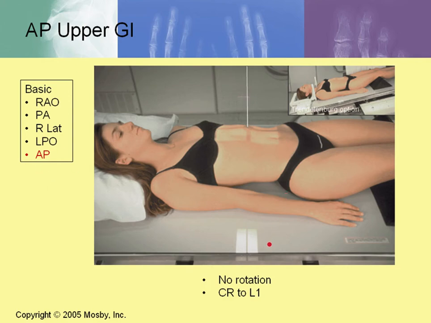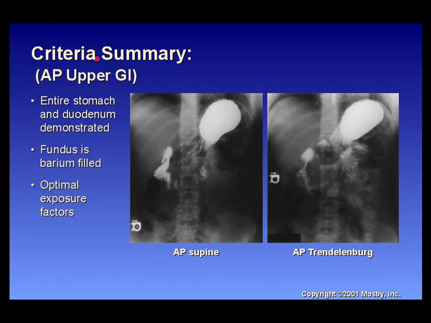Upper GI AP, no rotation, central ray to L1. They may tilt the table in a Trendelenburg position, just depending on what the radiologist is looking for and what the radiologist wants to see. So criteria summary: AP upper GI, the entire stomach and duodenum is demonstrated. Fundus is filled with barium in the AP supine position.